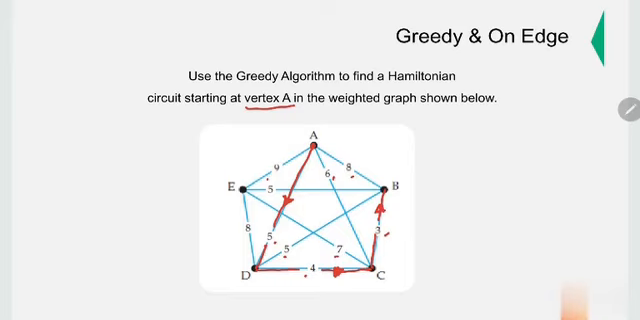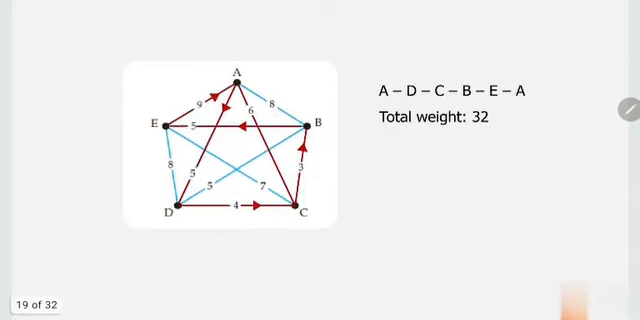And then, there are 2 5s, here and here. I cannot choose this because I will be making a closed loop preemptively or prematurely. I will go to E instead. And then from E, close the loop. Okay, now I go back to A. What's the total weight? 5 plus 4 plus 3 plus 5 plus 9. So 9, 8. You do the math. The total weight is 32.